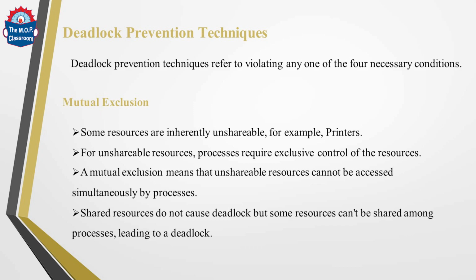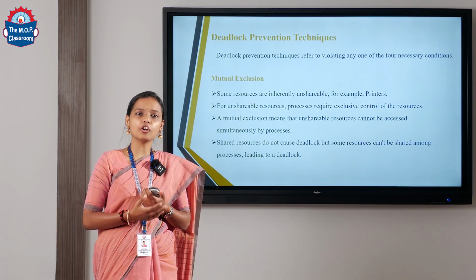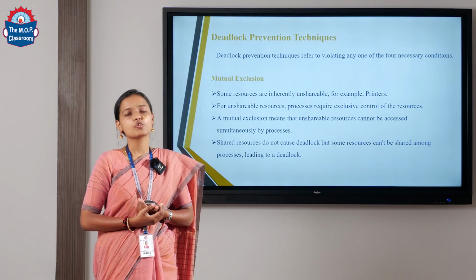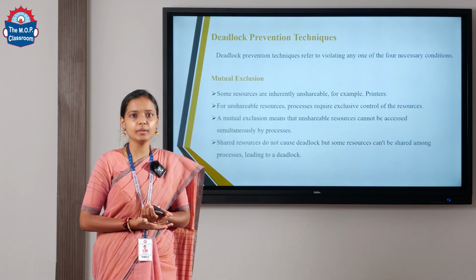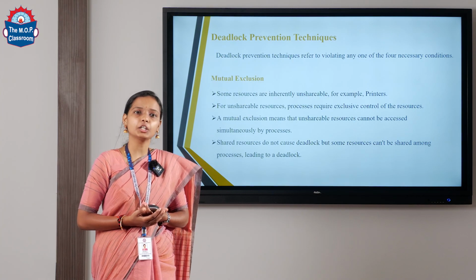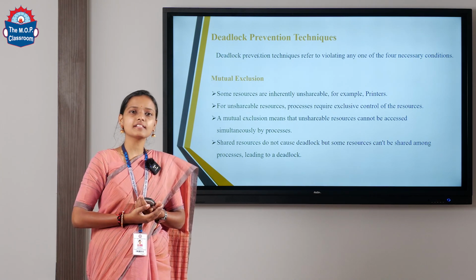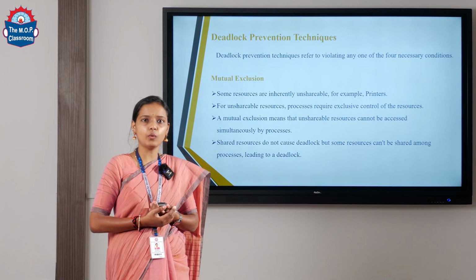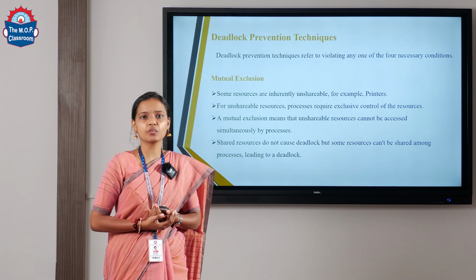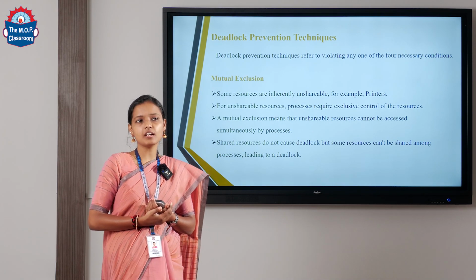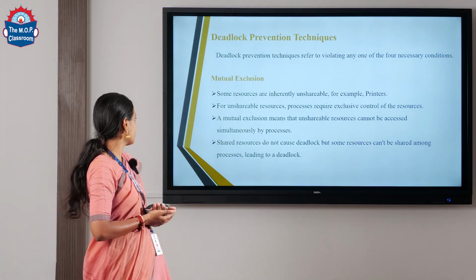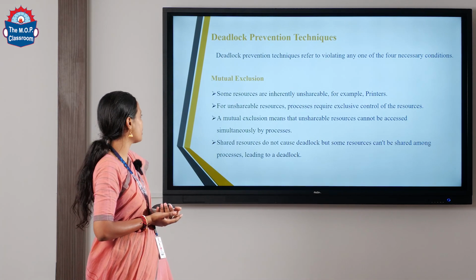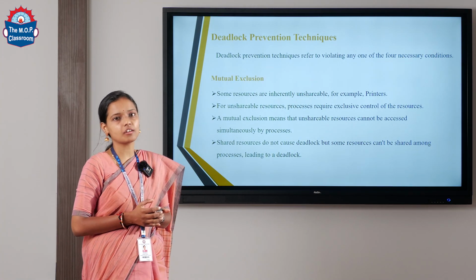We've discussed earlier that the resources should be in a non-shareable mode, only then the deadlock situation can occur. So by making the resources shareable, we can violate that particular condition. Again, there is a limitation here. We cannot make all the resources shareable. For example, a printer is one of the resources that cannot be made shareable. Thus, shared resources do not cause deadlock, but there are some resources that cannot be shared among the processes, leading to a deadlock situation.